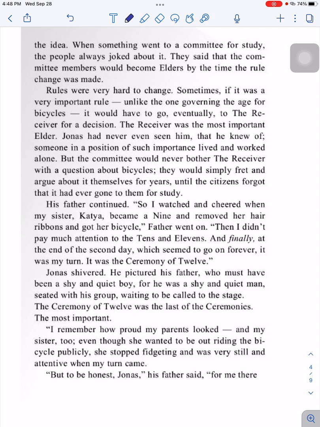Okay, so we see some more information here about the community. So you see that rules are really hard to change, that if they want to change a rule, it has to go to a committee, but the committee does not really accomplish a whole lot. If it's a really important decision, they go to someone called the receiver, and we see the receiver of the community is the most important elder.